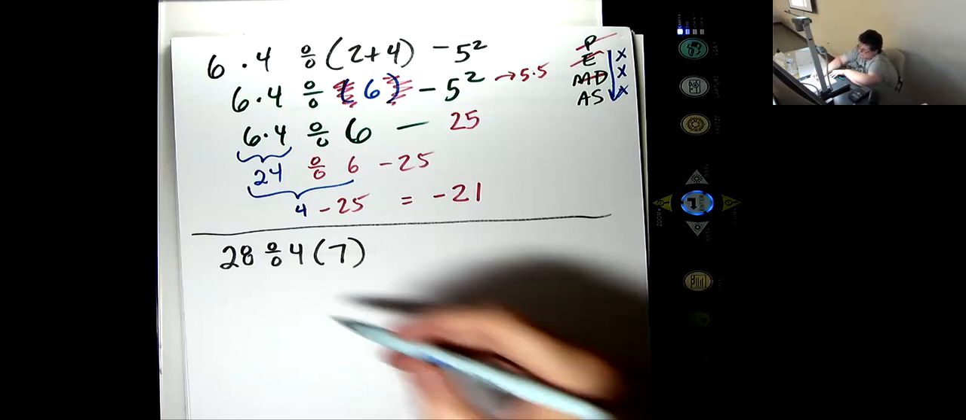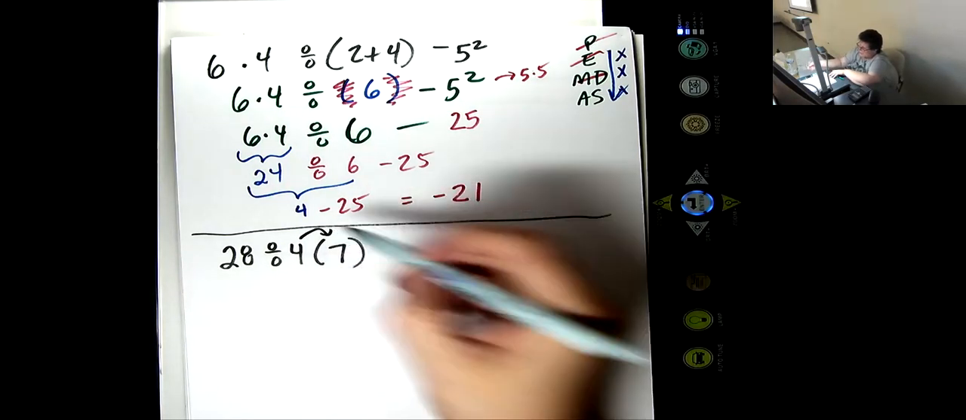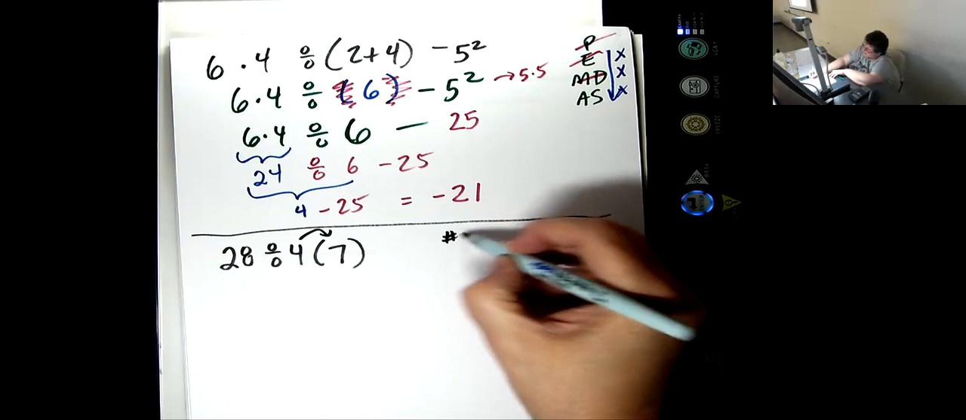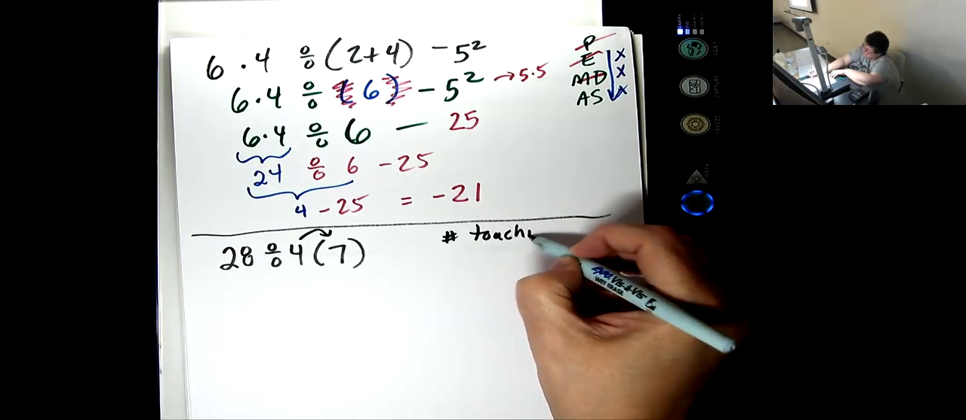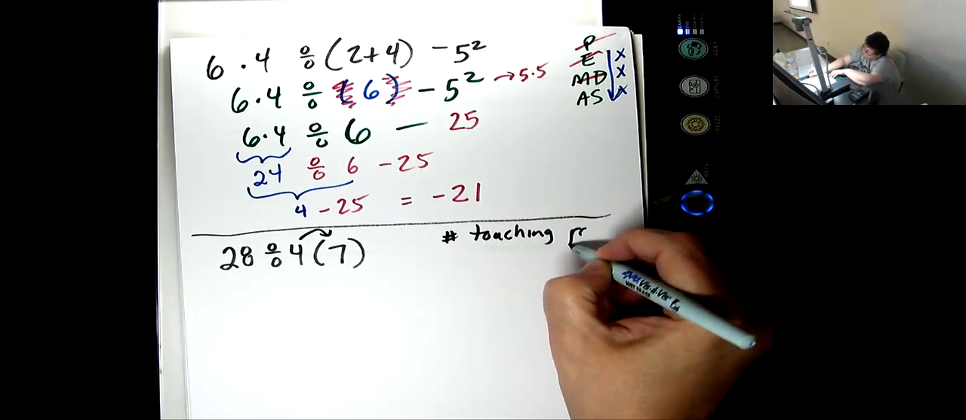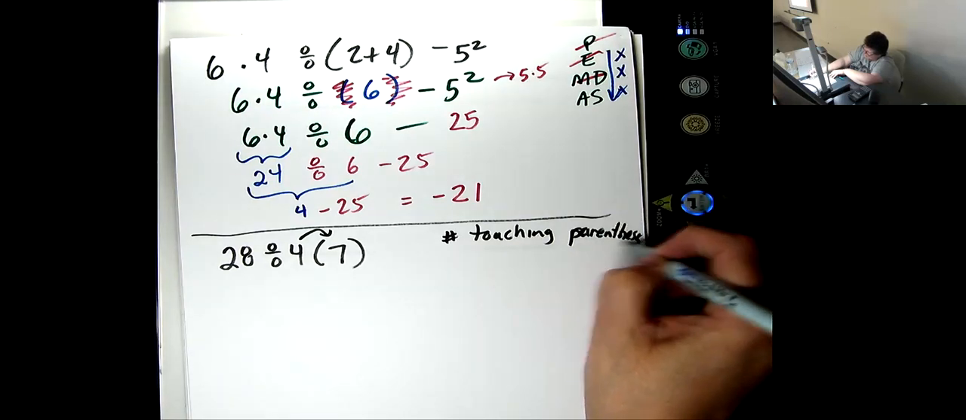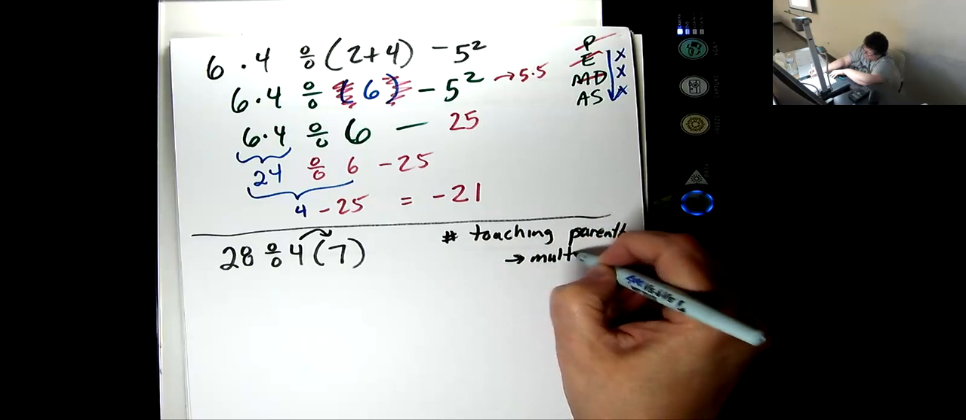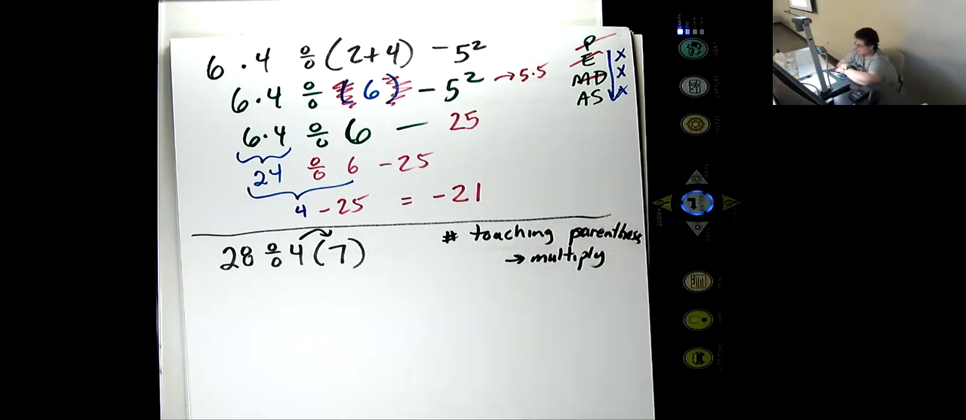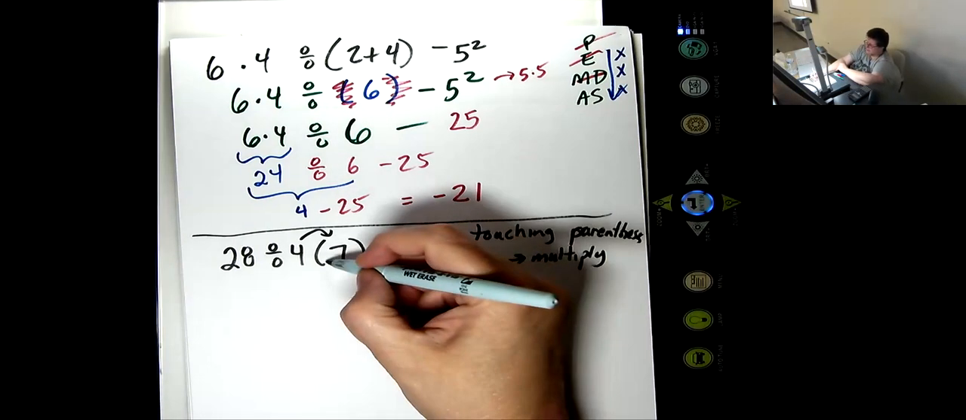When we have a number touching parentheses like this, it means multiply. And we often use it when there's a negative number there. In fact, let's make it a negative number.